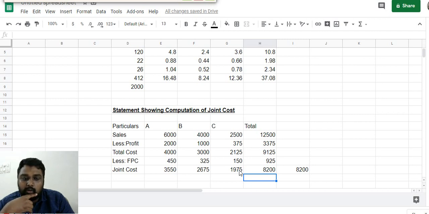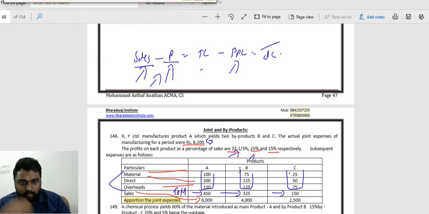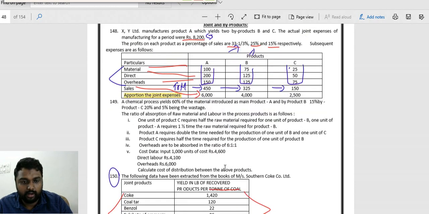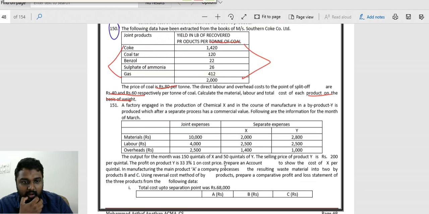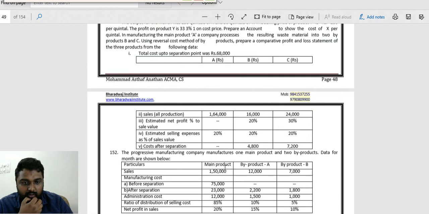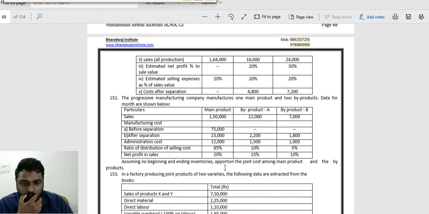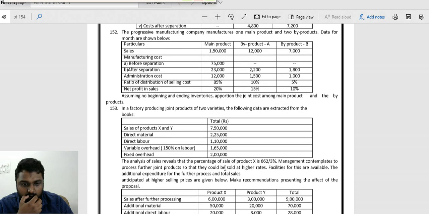Statement showing computation of total cost. Are you ready? You can pause the video and copy it. Now, which question will we do? So 148 we have done, 150 we have done. We will go with a similar question.